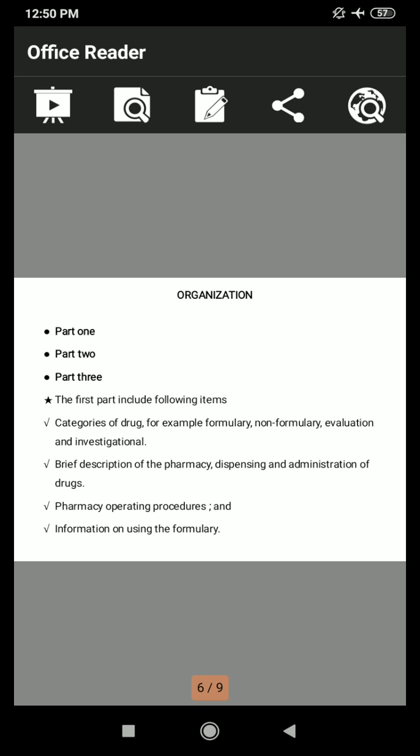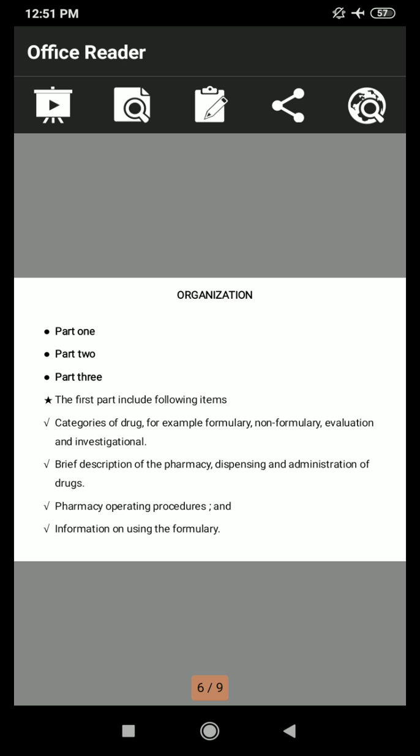First is categories of the drugs, for example formulary, non-formulary, and evaluation and investigational. Then a brief description of the pharmacy and prescribing, dispensing and administration of drugs. Then pharmacy operating procedures and information on using the formulary. The second part includes the drug products listing, which is the main body of the formulary. First is item entries, then indexes to the drug product listing.